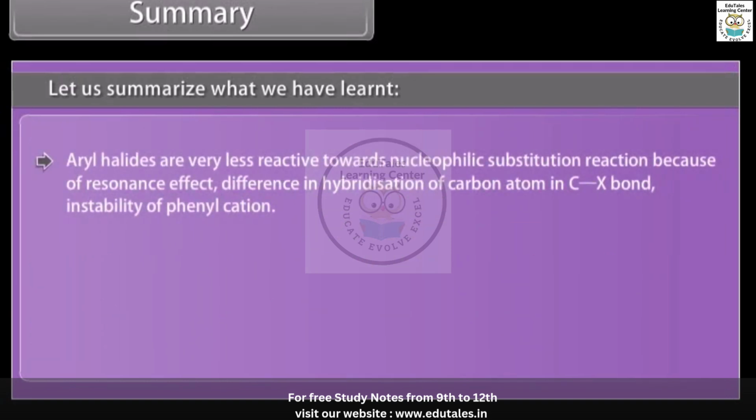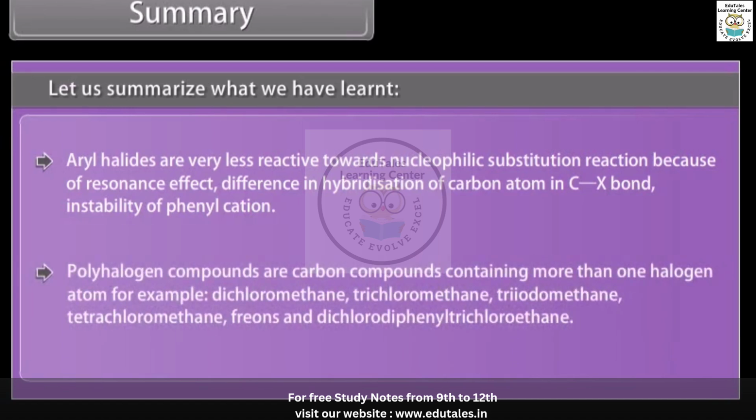Aryl halides are much less reactive towards nucleophilic substitution reaction because of resonance effect, difference in hybridization of carbon atom in the C-X bond, and instability of phenyl cation. Polyhalogen compounds are carbon compounds containing more than one halogen atom. For example, dichloromethane, trichloromethane, triiodomethane, tetrachloromethane, freons, and dichlorodiphenyltrichloroethane.